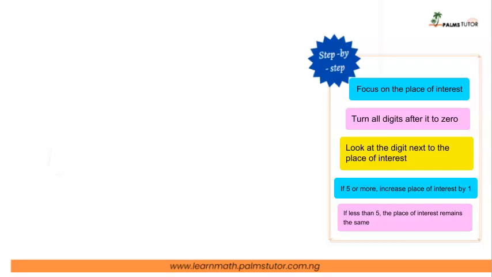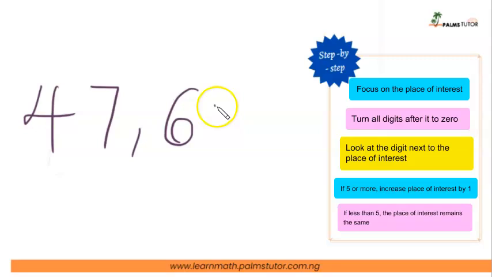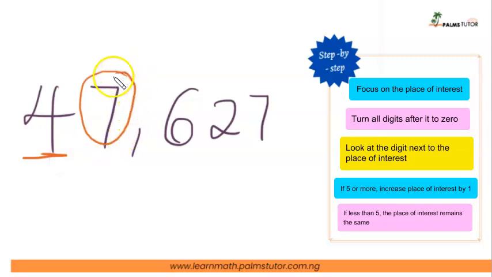Let's see another example. This is 47,627. Now, this is the place of interest, the 4, which is in the 10,000s place, right? This could be rounded to the nearest 10,000, right? So, no digit before it, so we are starting from this. So let's look at the digit immediately after it. Is it big enough to make it go up to the next number?